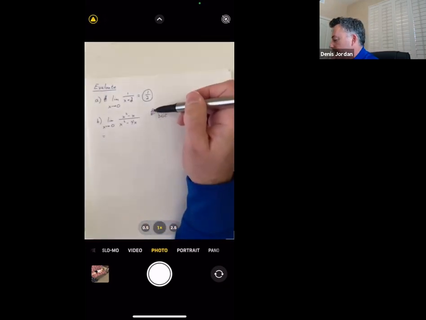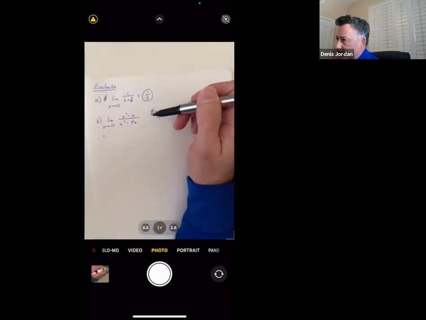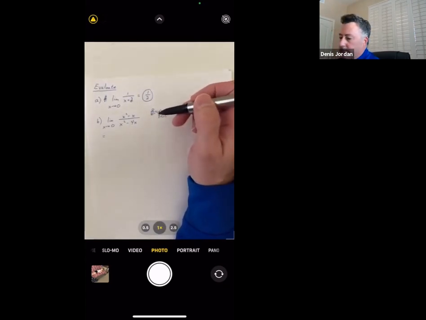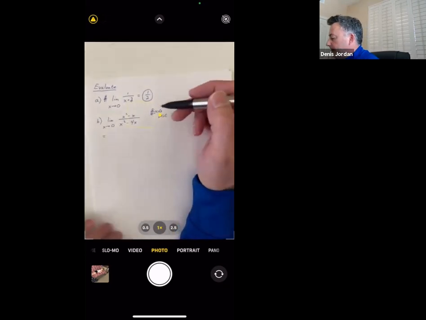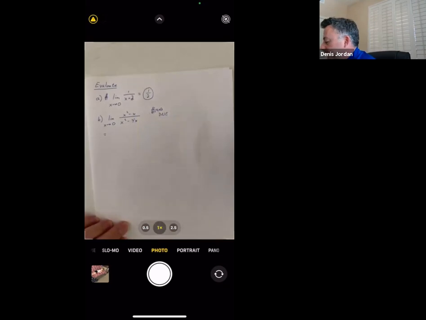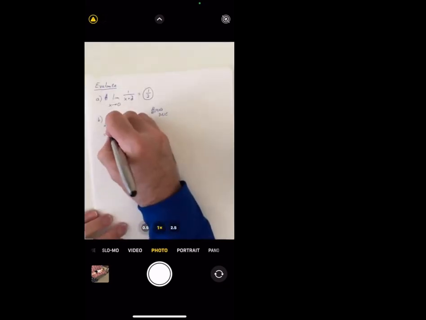But if you come out with 0 over 0 or 5 over 0 or whatever, if you have a 0 in that denominator, don't just say DNE. Work with it first and see what happens. What could you do with this? You could factor out an x. Yeah.